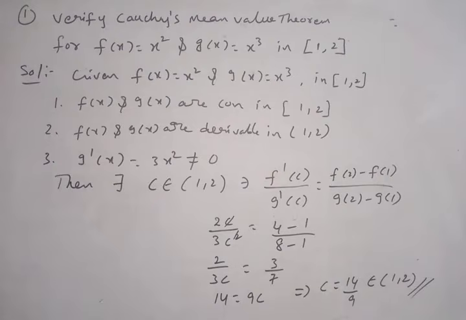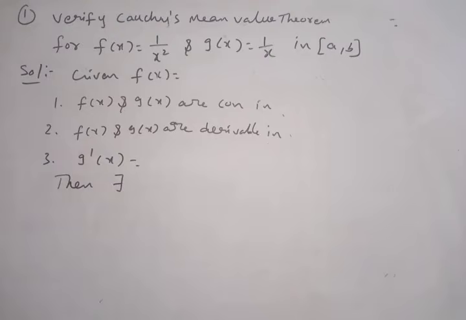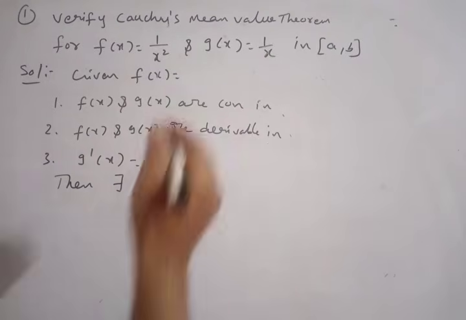14 is equal to 9c, so c is equal to 14 by 9. Like this you need to solve Cauchy's mean value theorem. Okay, next problem: f of x is equal to 1 by x square, g of x is equal to 1 by x in closed interval a comma b.